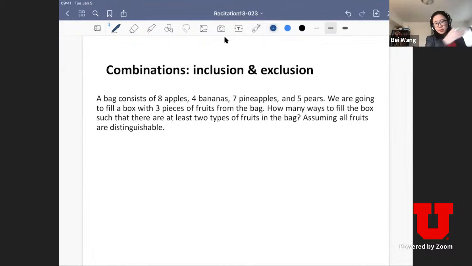Okay, a quick hint is that the title of the slide is inclusion-exclusion. So you can think about how many different ways there are to fill the box, and exclude the ones that do not satisfy the condition. It says how many ways to fill the box such that there are at least 2 types of fruit in the box. An alternative solution, which is slightly harder, is to say there are either 2 types of fruit or 3 types. So that's an alternative solution. But here, what's actually easier is to solve it by using inclusion and exclusion. All right, any volunteer?